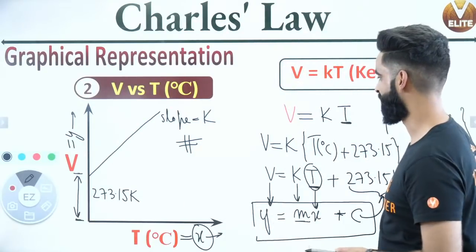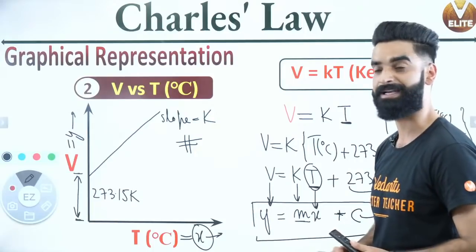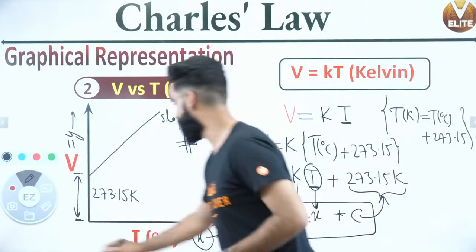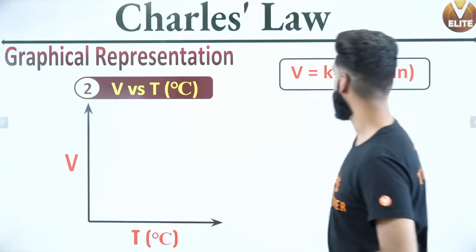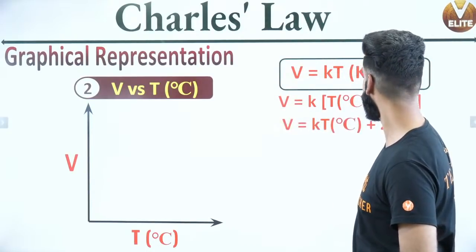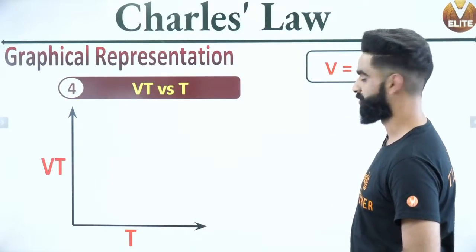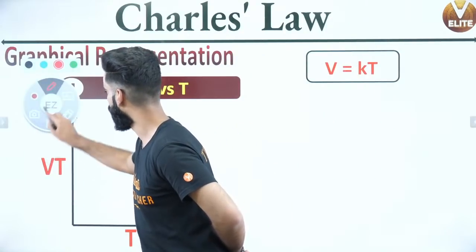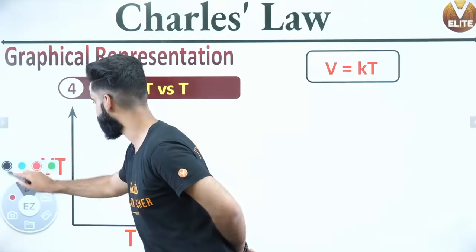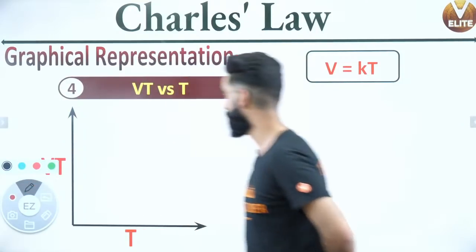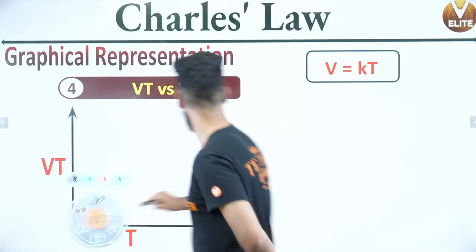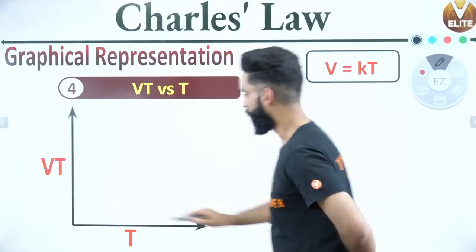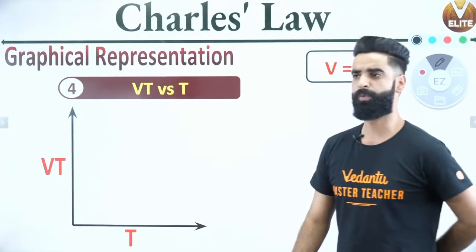Wonderful, guys. So let me move ahead and let's talk about a few more curves related to the Charles law. I'm sure this part is clear. Now what we are going to do is make one more curve as per the Charles law, and this curve is between VT versus T.